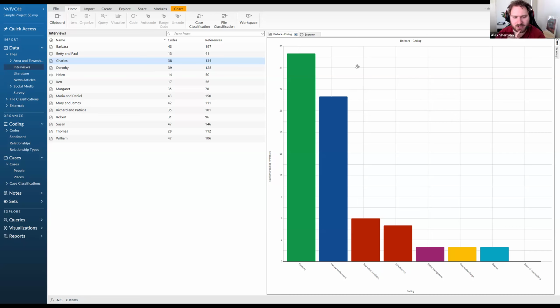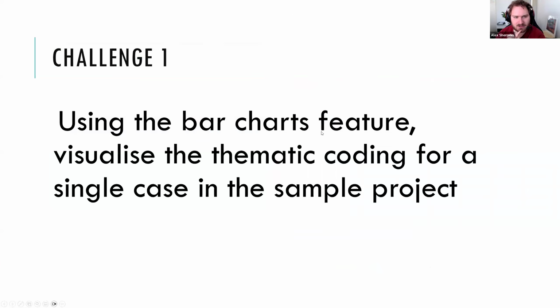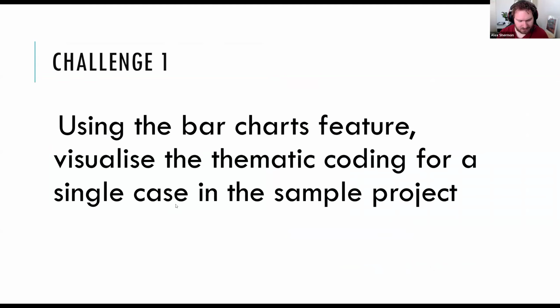It should be somewhere. What I might do is give it a quick Google while everyone is playing around with this. I'll give it a Google and I'll get back to you and see if I have an answer. But yes, for the rest of you, what I would like you to do is to create a bar chart which visualizes some of the thematic coding, not for the file. I'd like you to try it for a case that's in the sample project, just so it's a little bit different to what I showed off before. And then while that's going on, I will have a little Google.